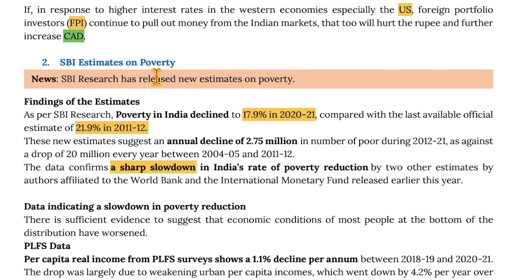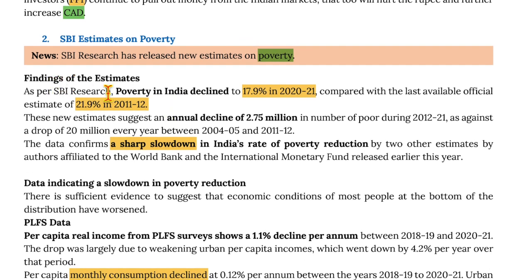Moving on, SBI estimates on poverty. Now, SBI Research has released a new study on poverty. Some of the key findings from the estimate is that as per the SBI Research, poverty in India declined to 17.9% in 2020-21 compared to the last available official estimate of 21.9% in 2011-12.